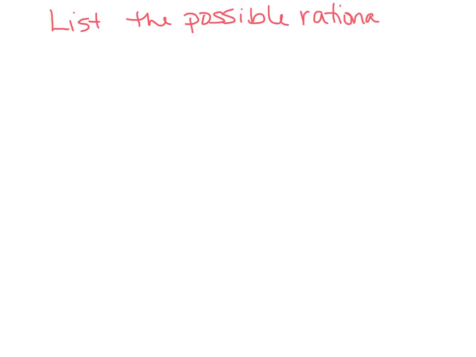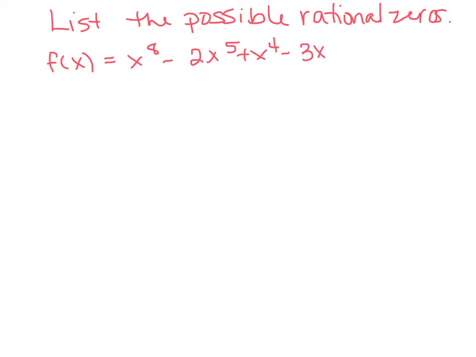I want you to try one of each. So we're going to do list the possible rational zeros, just like example 1. We'll do f of x equals x to the 8th minus 2x to the 5th plus x to the 4th minus 3x plus 20. So work that one out. We'll go over it tomorrow in class.